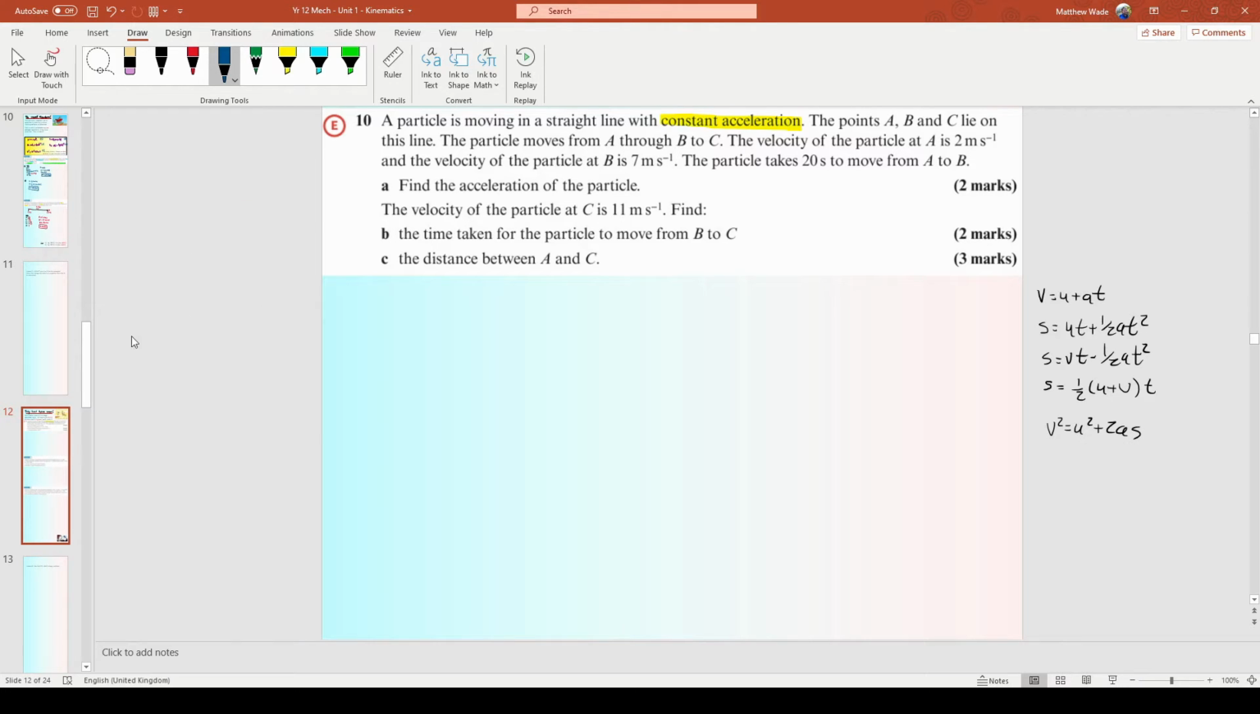But anyway, sorry, I'm off on a tangent already. Now, here's what it says. The points A, B, and C lie on this line, and the particle moves from A through B and to C. The velocity of the particle at A is 2, the velocity of the particle at B is 7, and the particle takes 20 seconds to move from A to B. It wants you to say the acceleration of the particle.